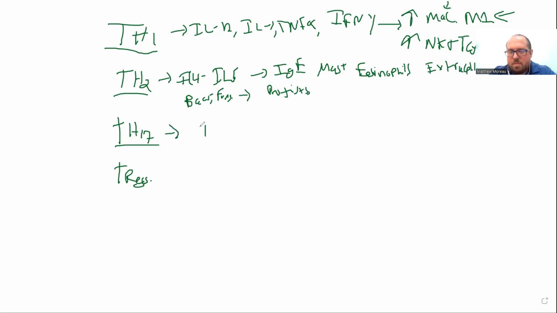Th17 secretes IL-17 and IL-8 and increases IL-6 production. And this enhances neutrophils. So it causes higher activation and cell division. So you're increasing the number and activation of neutrophils.